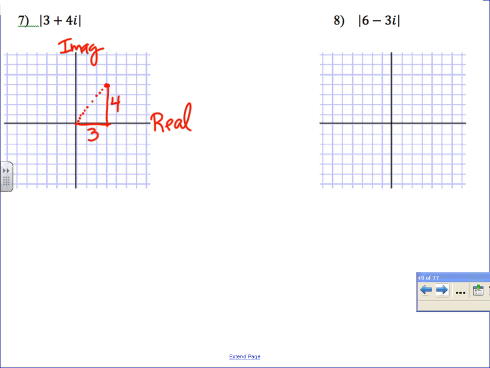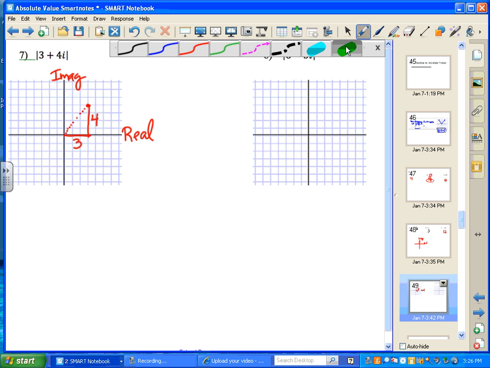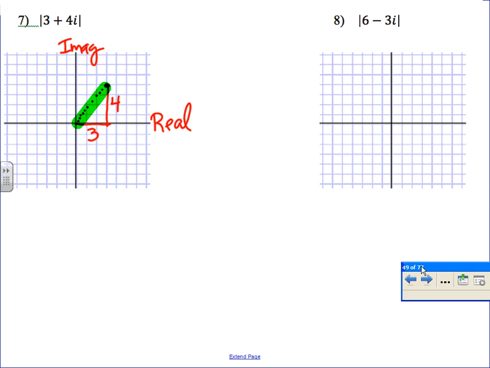So if we're trying to find the absolute value of 3 plus 4i, we have to find the distance from 0. So to find the distance from 0, let me get my highlighter, we have to find that distance that I just highlighted in green. To find the distance from 0 in a right triangle, we use something called Pythagorean's theorem. I wish I was in class with you guys. I'd ask you if you remember this. You've heard about this before. I hope that you remember at least the name of it.